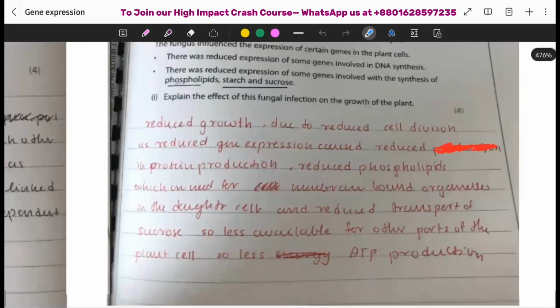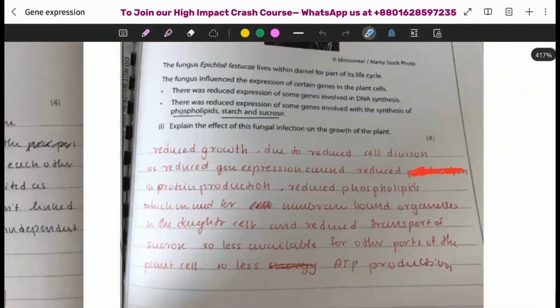We know there is reduced growth, which is because of reduced cell division, and because there's reduced gene expression, there'll be reduced protein production, phospholipids, starch, sucrose, all that. Phospholipids are used for membrane-bound organelles, and that will be reduced, and the transport of sucrose will be reduced as there's less sucrose.